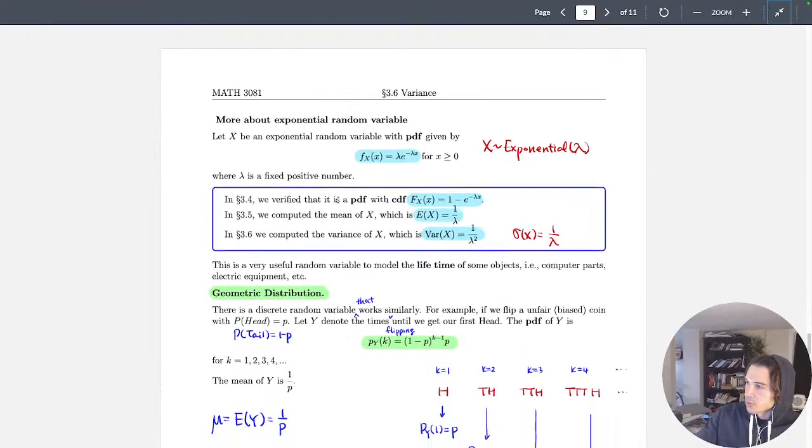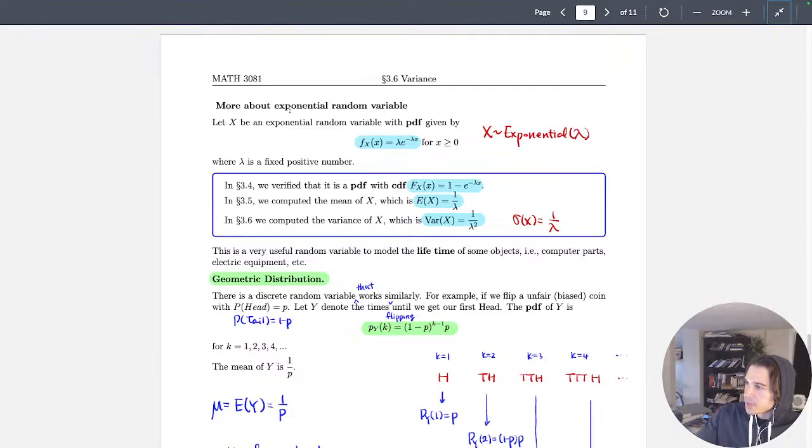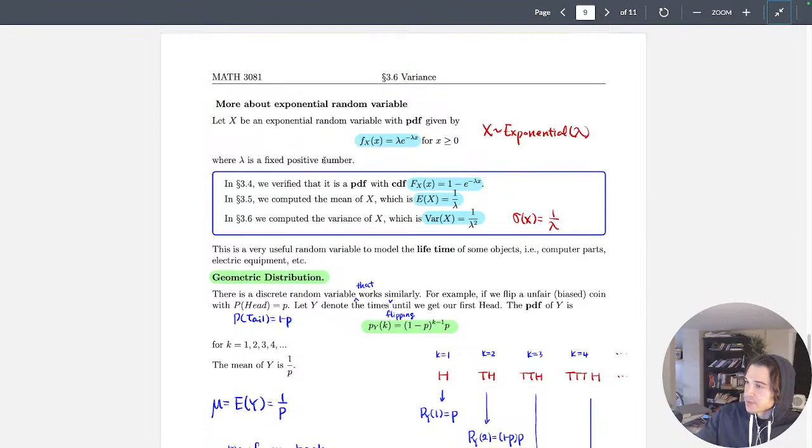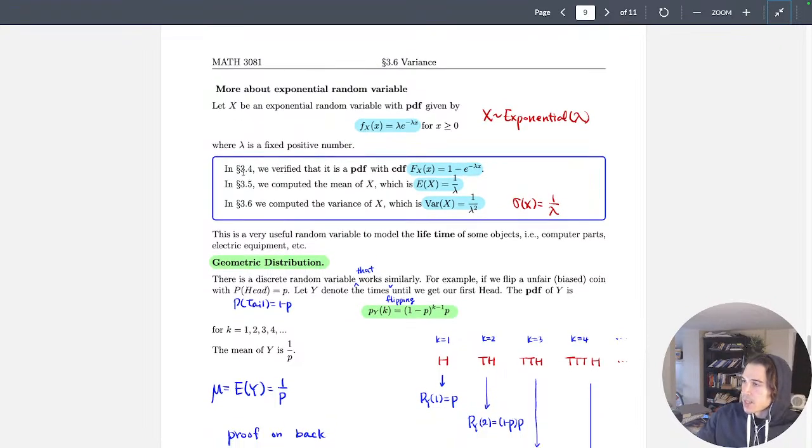More about the exponential random variable. Let x be an exponential random variable with PDF given by f_x(x) equals lambda e to the negative lambda x for x greater than or equal to 0, where lambda is a fixed positive number. In section 3.4, we verified that it is a PDF with CDF F_x(x) equals 1 minus e to the negative lambda x. In 3.5, we computed the mean of x, which is E[x] equals 1 over lambda. In section 3.6, we computed the variance of x, which is 1 over lambda squared. And the standard deviation of x equals 1 over lambda.